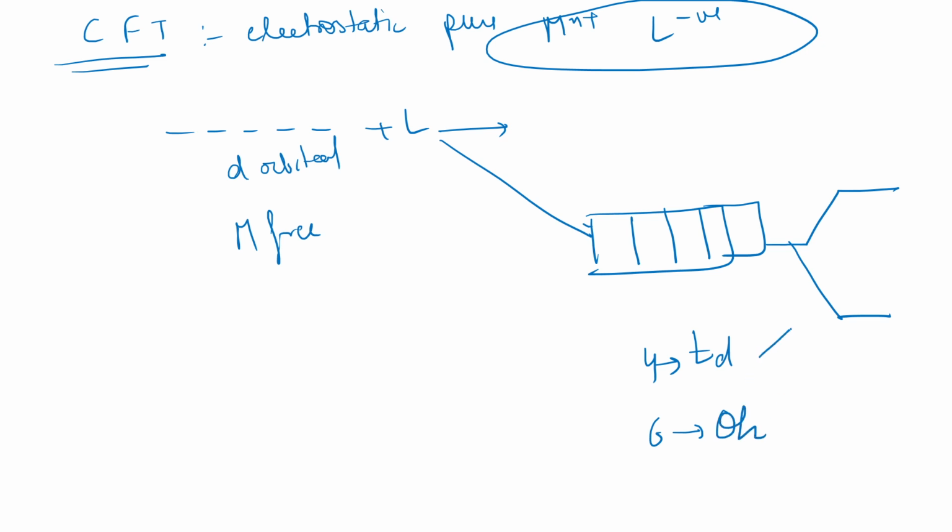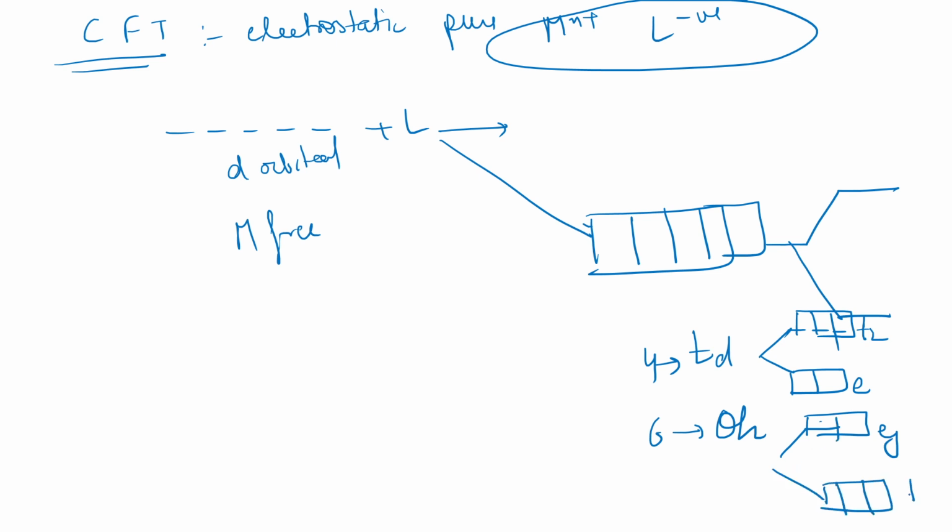In the case of tetrahedral, we see the splitting like this: t2 goes up, e goes down, and in the case of octahedral, the reverse happens: eg goes up and t2g goes down. We understood the crystal field splitting energy, that is delta naught, equal to 10 Dq. It is basically the difference between the split levels.